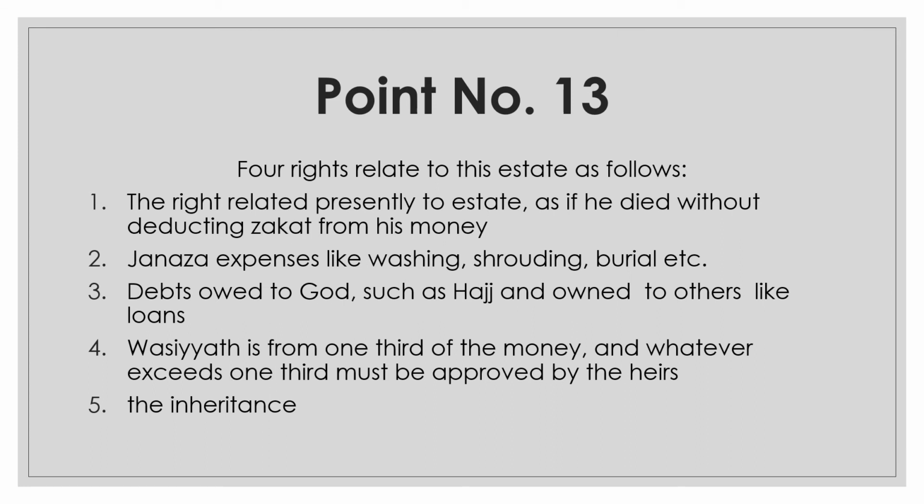That is from 1/3 of the money. And whatever exceeds 1/3 must be approved by the heirs. If the wasiyah is made to any member of the heirs, then definitely, even though it is under 1/3 of the money, all the heirs must approve it. If it is to an ajnabi, a person who is not basically an heir, that will be applicable only in 1/3, and whatever exceeds 1/3 must be approved by the heirs.